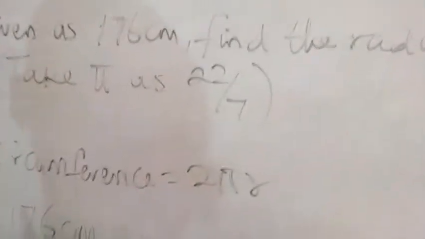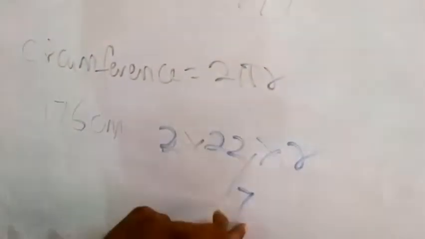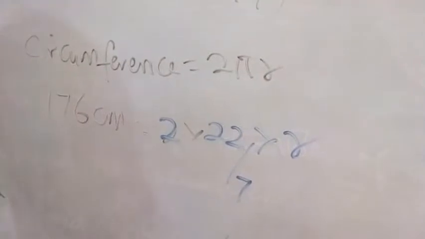is equal to 2 times, our pi is 22 over 7. So we have 2 times 22 over 7 times r. We have to find r from the question. At this point, we have 176 equal to 2 times 22 give us 44 over 7 times r.